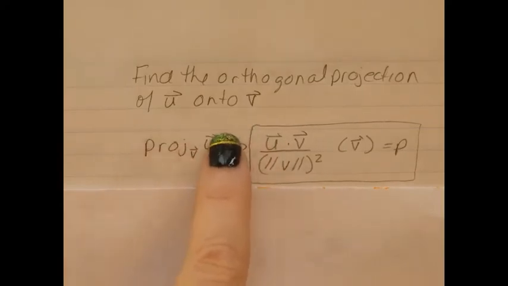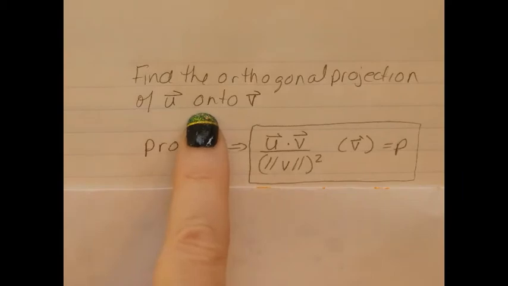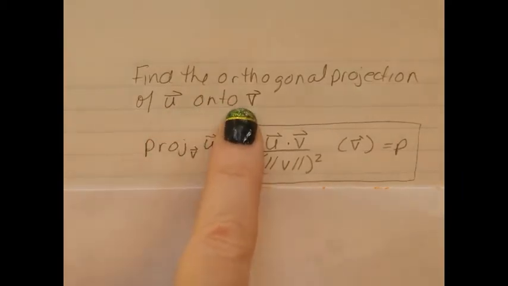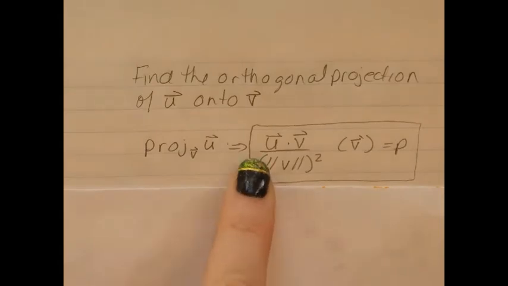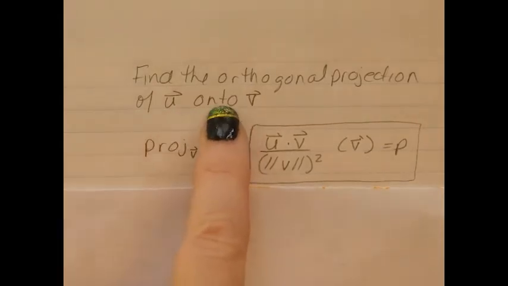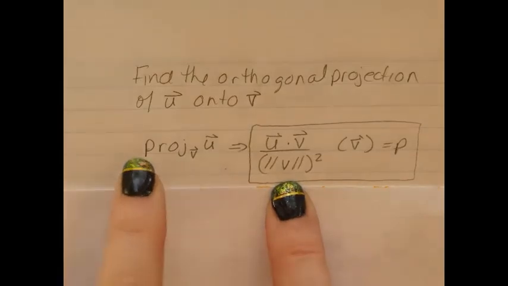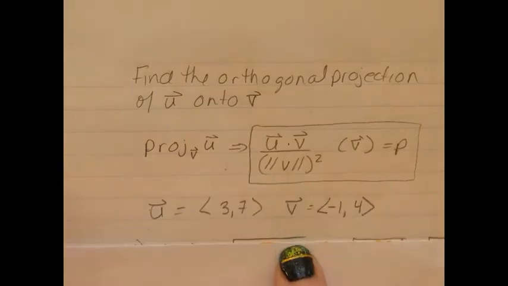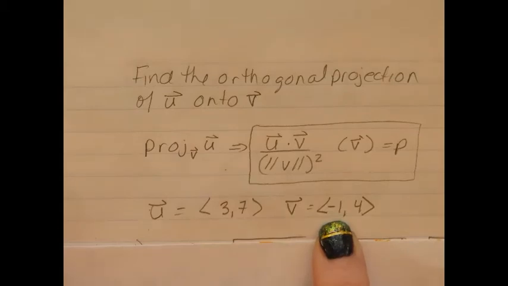If you do not know how to read this and how to put it into a formula, you are going to screw it up from here to here. I want to know, do you know how to read this, and do you know how to set up the formula? That's the hard part. The hard part is not using this formula, it's what this means in reference to the formula. Please understand that. We are given vector u is 3, 7, and vector v is -1, 4.